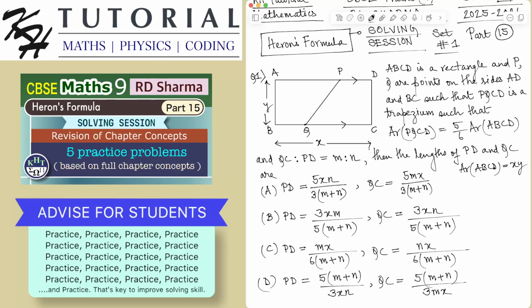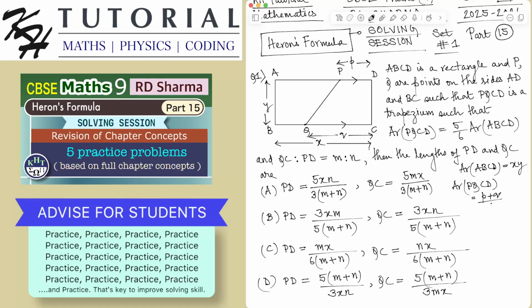Okay. Now, what will be the area of the trapezium PQCD? Applying the formula, it will be half into the sum of the parallel sides. Let's say the length of PD is p, and let's say the length of QC is q.